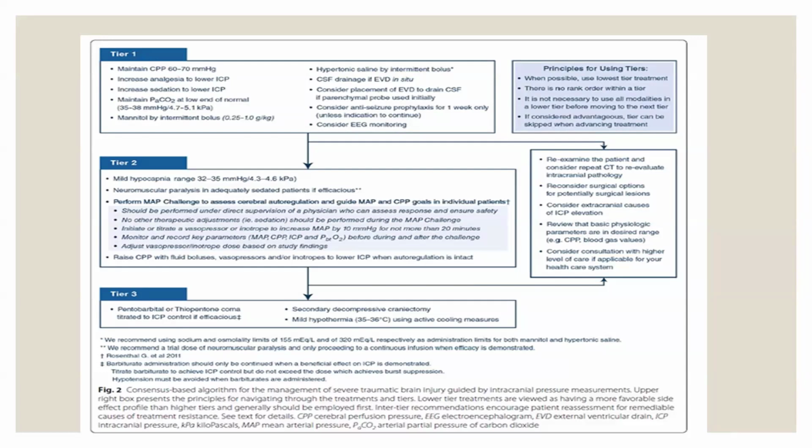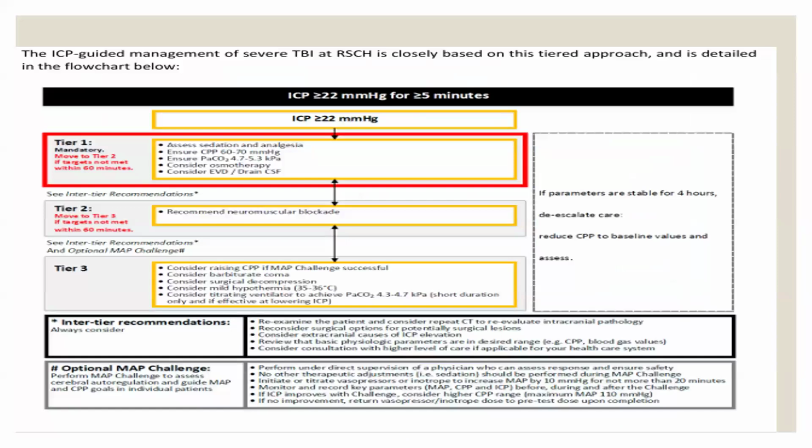Raise CPP with fluid bolus, vasopressor, and inotrope to lower ICP when autoregulation fails. Then tier 3 recommendation includes pentobarbital or thiopental coma, secondary decompressive surgery, and mild hypothermia. Now, the ICP guided management of severe TBI, traumatic brain injury. The detailed flowchart is as follows.